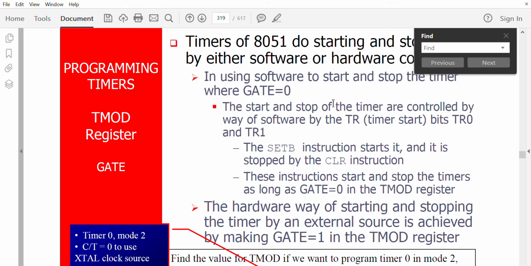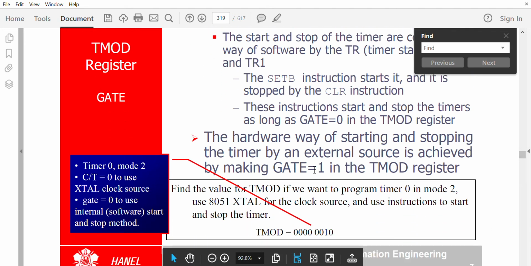So how do you start and stop a timer using software in 8051? Using the instructions set bit and clear. Set bit and clear what? The TR0 and TR1. Now when does this work? It works when gate is equal to 0 in the TMOD register. Now the hardware way of starting and stopping the timer is by an external source. For that, gate should be equal to 1 in the TMOD register.